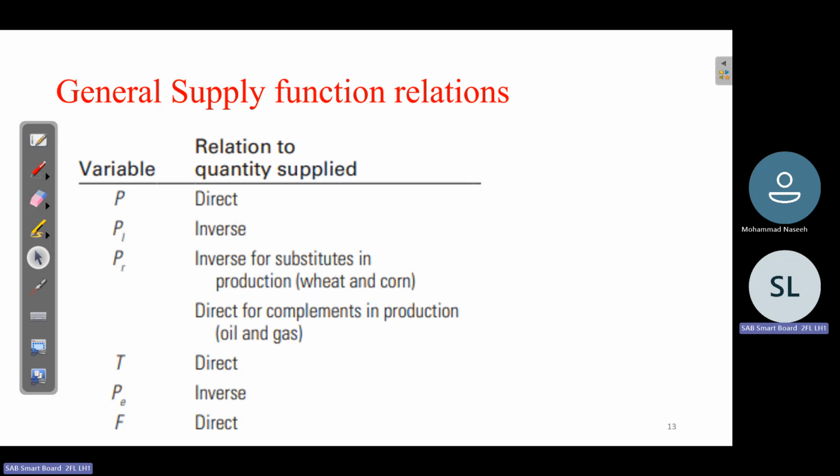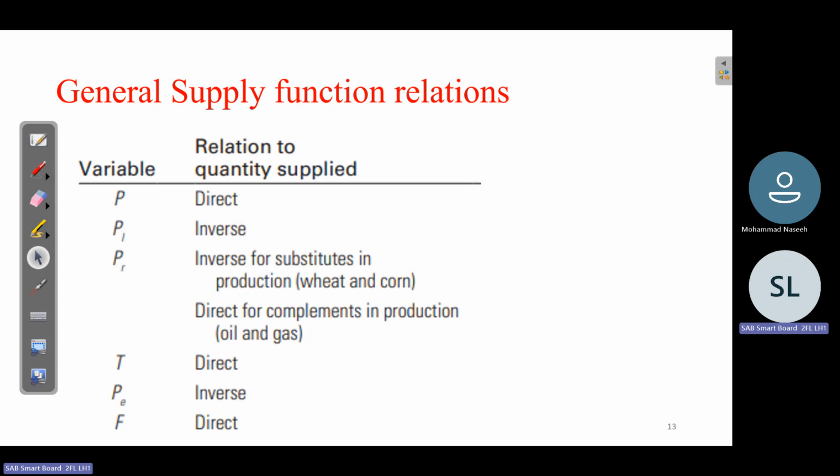Being a rational producer, you would produce corn flour. You will supply corn flour to the market. The result is a reduction in the supply of corn. Now see, when the price of a substitute in production increases, the supply of the selected product decreases. The relationship is inverse. On the production side, substitutes have an inverse relationship.